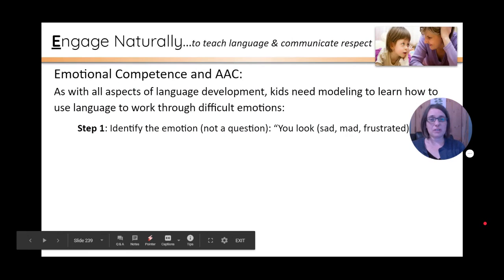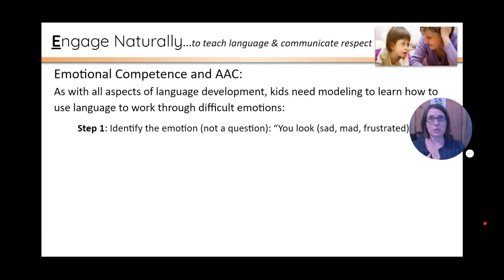There is a research article that is linked in this module that looks at how we can shape AAC tools to meet these emotional competence needs of students. And it talks about a 3-step process. And one of these is identifying an emotion. Often when kids are frustrated or upset, we might say to them, tell me how you feel, and give them a board or open up their communication display to their feelings.